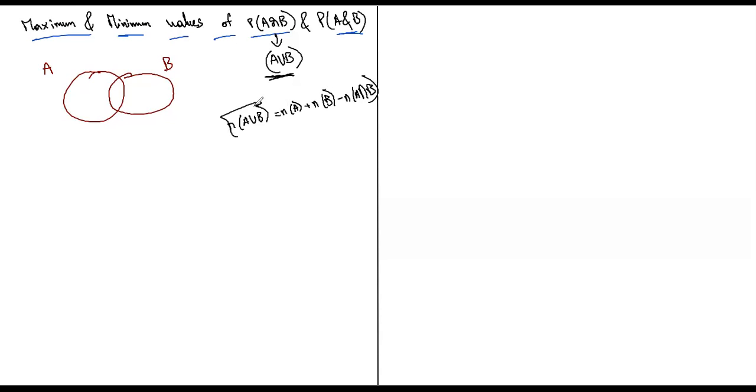I'm asking, when will this be maximum? This will be maximum when this is minimum. Its minimum value is when this is 0. A intersection B being 0 means what? These are two mutually exclusive sets. So A union B will be maximum, or in other words, the probability of A union B will be maximum, in which case when they are mutually exclusive. Okay?